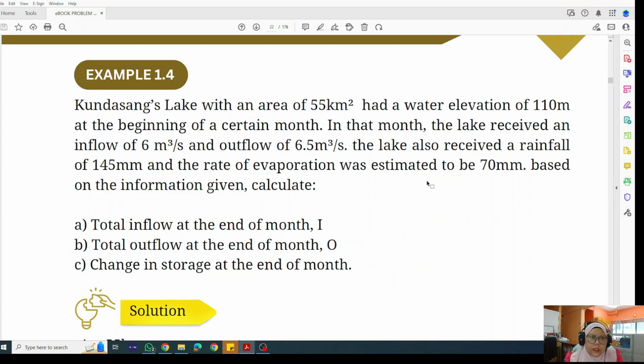Okay, let's look at example 1.4. Please turn to page 12 in your textbook. Let's read the question first.